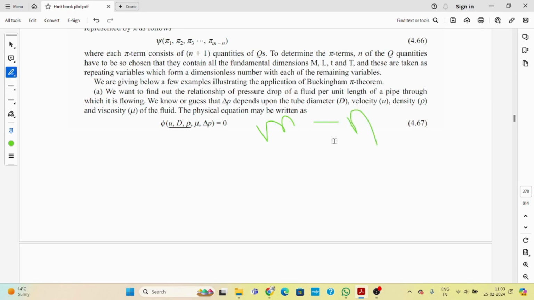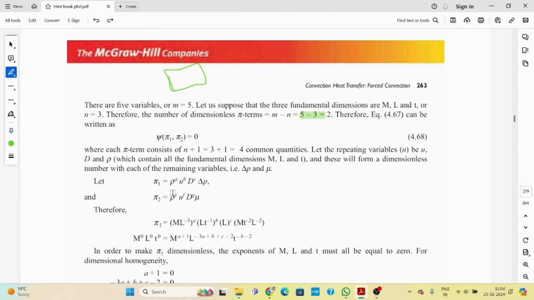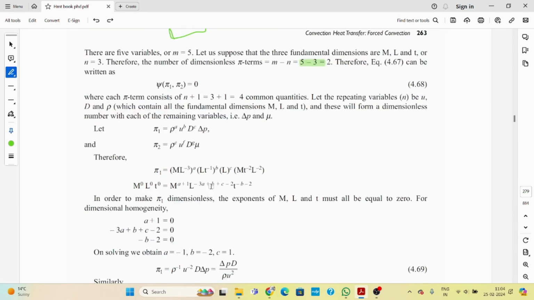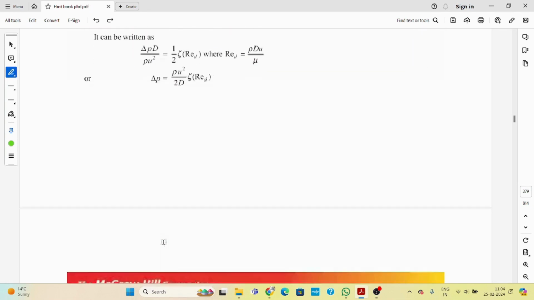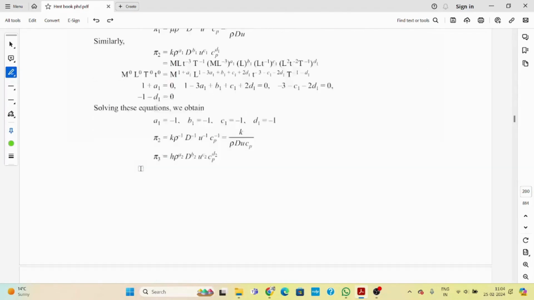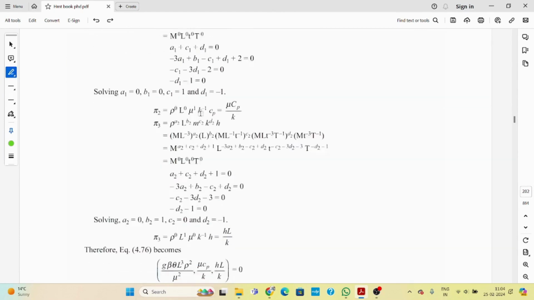Pi 1 is equal to this, pi 2 is equal to this, and you just put in the dimensions of everything, and after solving this you will get the answer. So remember the Buckingham pi theorem. Convection heat transfer is not an important thing.